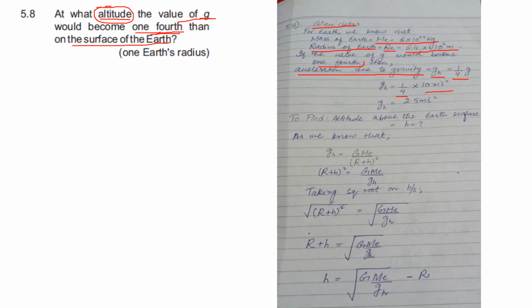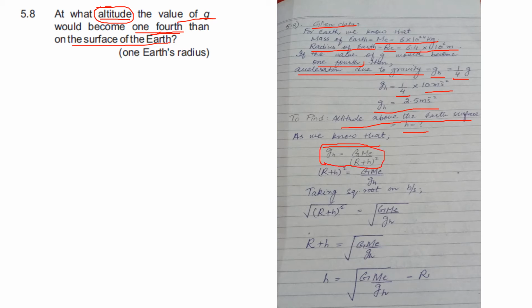So I write over here 1 by 4, and we have to multiply it with 10 meter per second square. If we just calculate this value, we get gh is equal to 2.5 meter per second square. And according to the problem, we have to find out the value of h, the altitude above the earth's surface, which we represent with small h. Now this is the formula that we have to use to calculate the value of h: gh is equal to G Me by (R plus h) whole square.